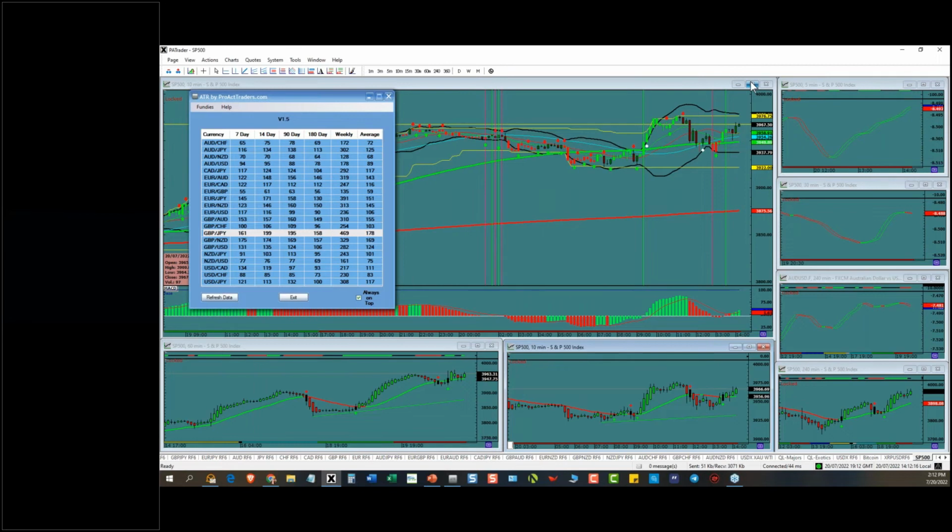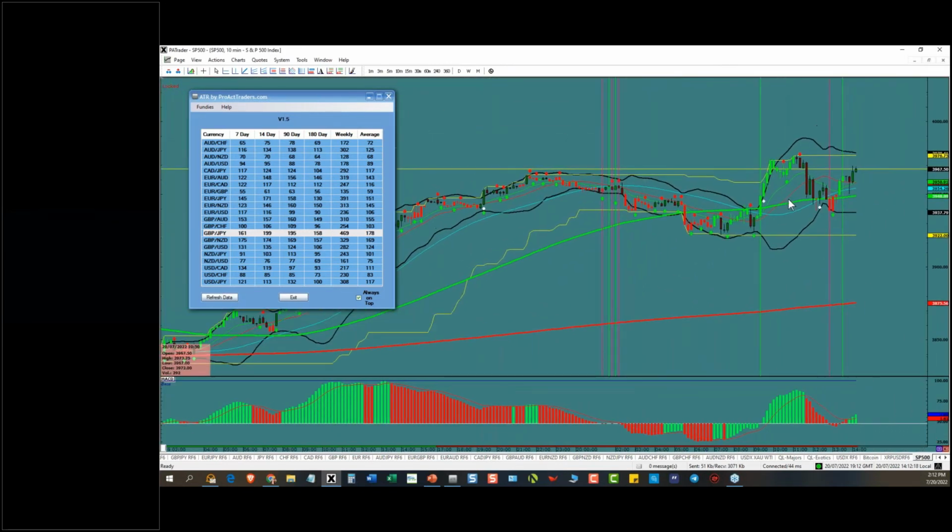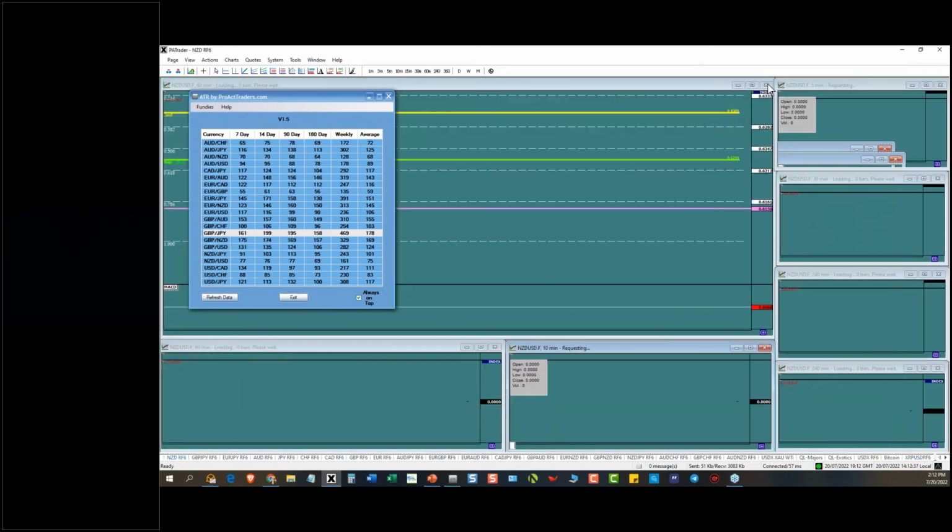Would you like to know when the money's coming in? Here's when the money's coming in, right here. How'd you like to know when the bears lost control and the bulls got it? There it is. Bears lost control, bulls got it. So there you go. It doesn't matter. Cryptos, anything, the same thing works. Doesn't matter what it is. So let me go over and look at that New Zealand dollar.